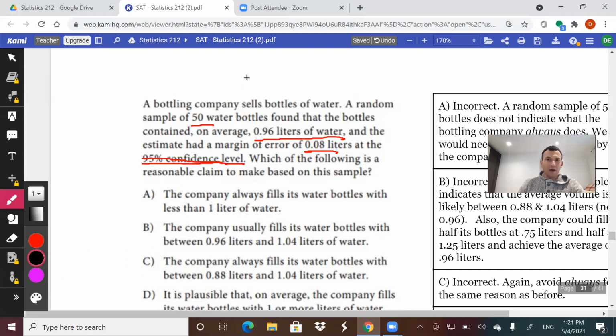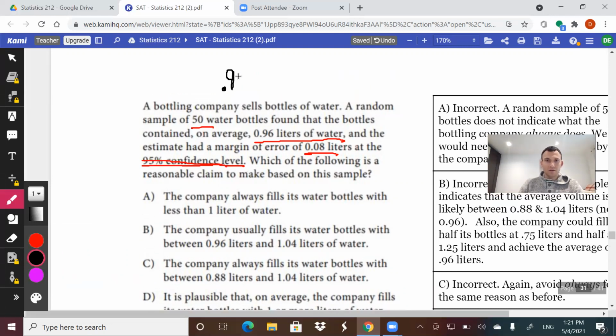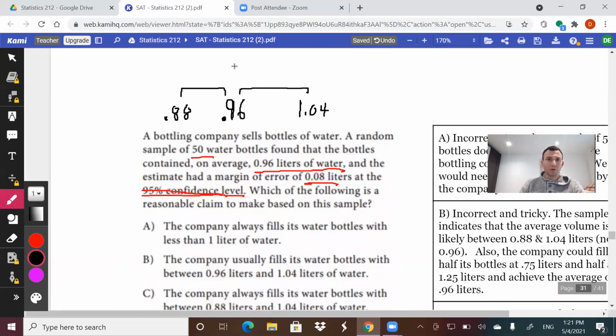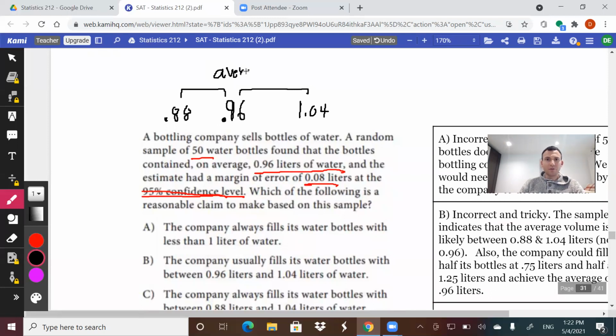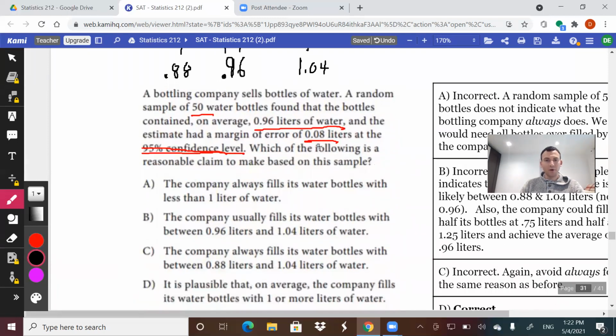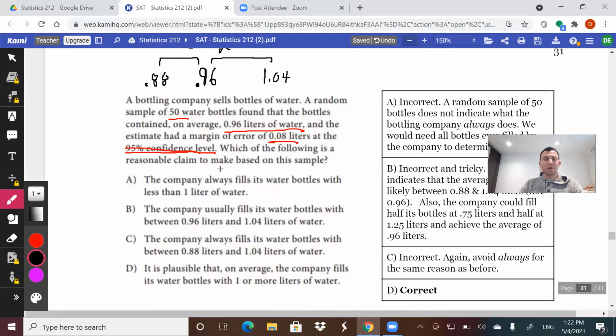We sample 50 bottles. We get 96 liters of water to be the average. We think that if we were to do this 100 times, 95 out of the 100 times, we would likely have an average volume for the bottles between 1.04 liters and 0.88 liters. That's what we think. We think the average most times is likely to be within this range of the margin of error of 0.08. So let me zoom out a little bit. Let's look at the claims.